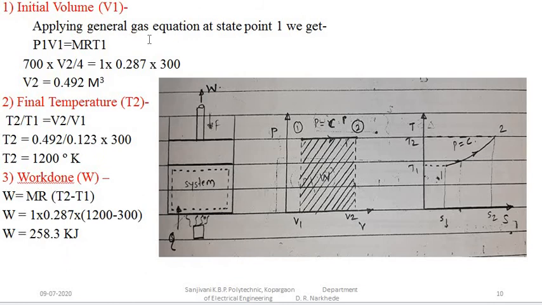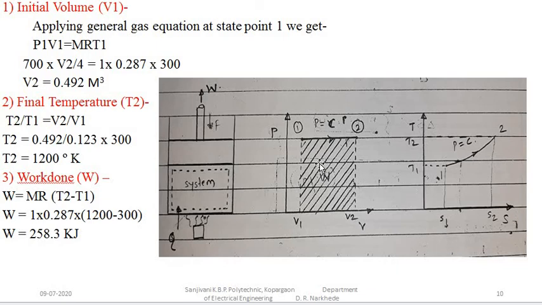So the first parameter that we are going to find out is the initial volume. Before that, we have to represent this constant pressure heat addition process on the PV and TS diagram and locate all the properties along with the values. So P1 is equal to P2, that is 700 kilopascal, then the V1 value, V2 value, and the temperature values you have to write down on the PV and TS diagram.